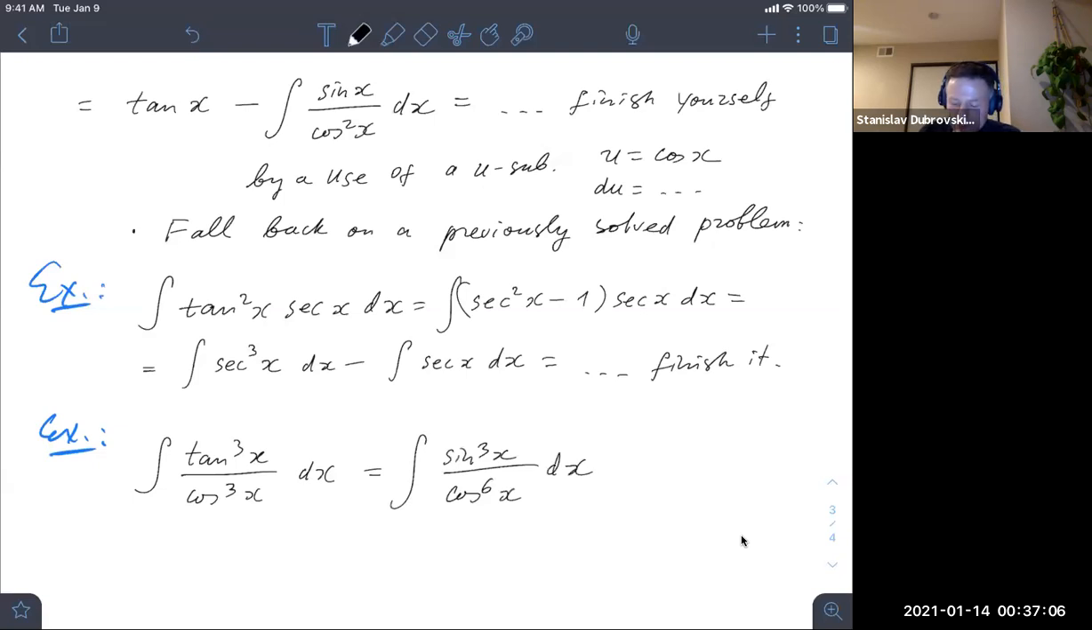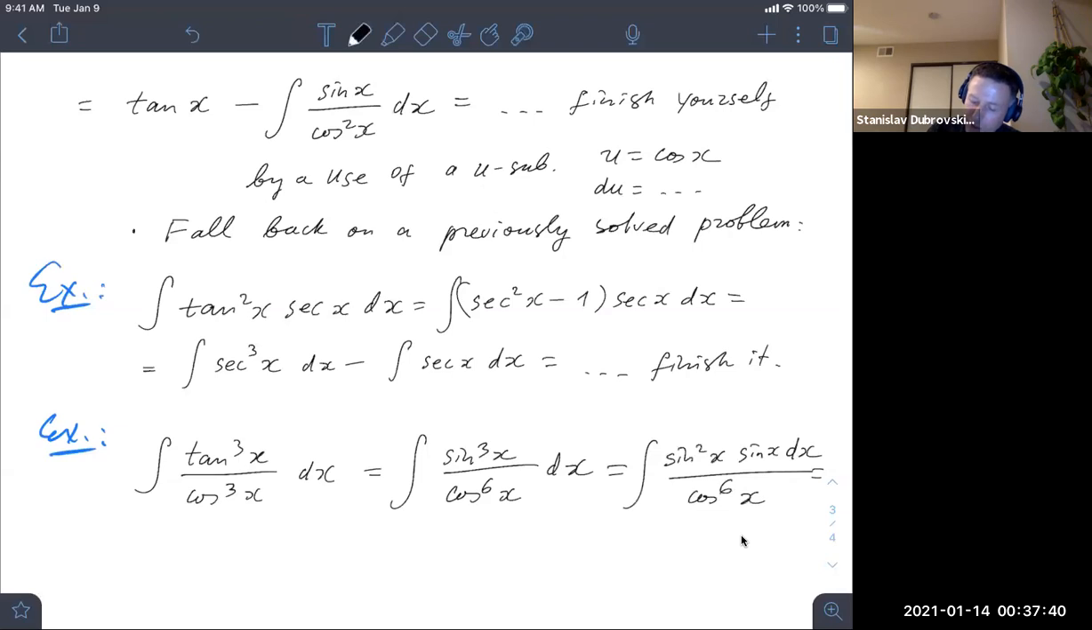And then you may make a connection with this one. How did we tackle this one? By splitting off, right, by using this substitution. Splitting off one of the odd powers. So the odd power here is on the sine, so why don't we split that off? We'll have sine squared x sine x dx over cosine 6x.